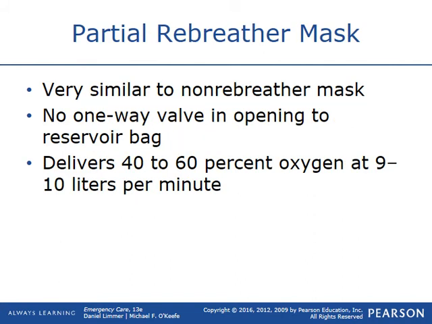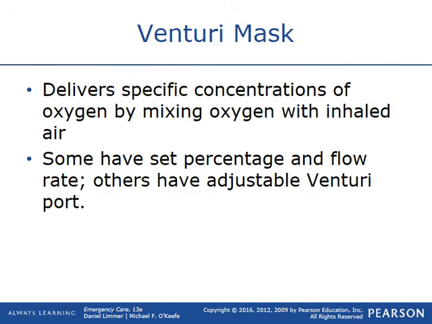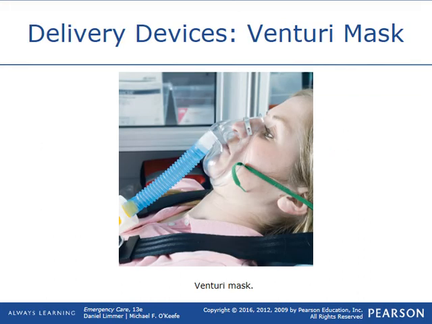A partial rebreather mask is very similar to a non-rebreather mask. However, there's no one-way valve and opening to the reservoir. It delivers about 40 to 60% oxygen at a flow rate of about 9 to 10 liters per minute. Your Venturi mask delivers specific concentrations of oxygen by mixing oxygen with your atmospheric or inhaled air. Some of these have set percentages and flow rates, and others have an adjustable Venturi port. There's your Venturi mask.